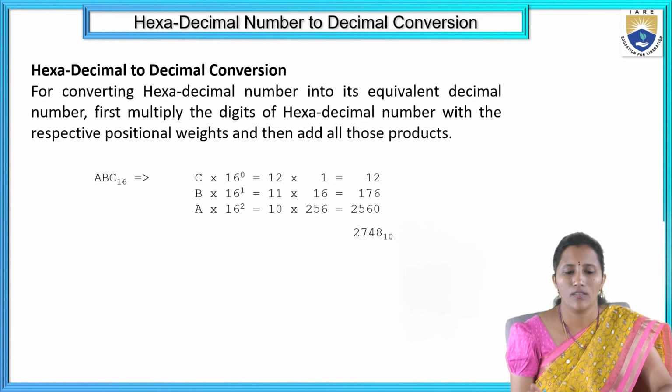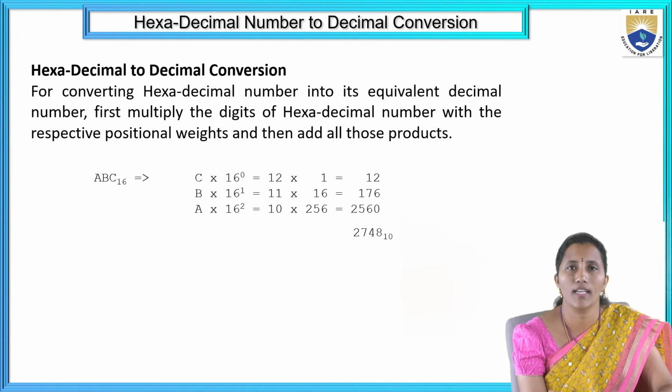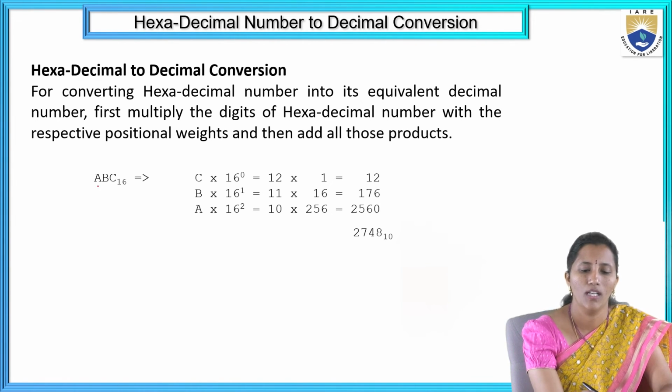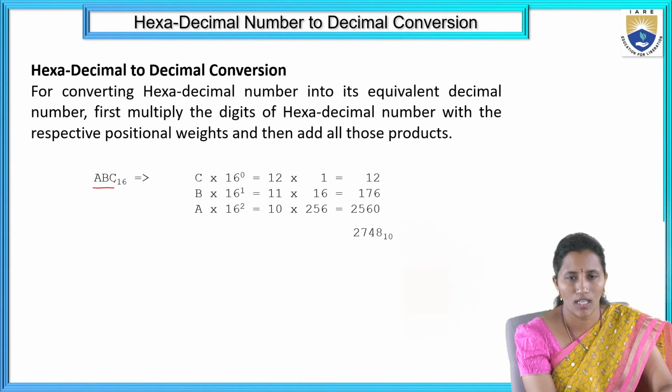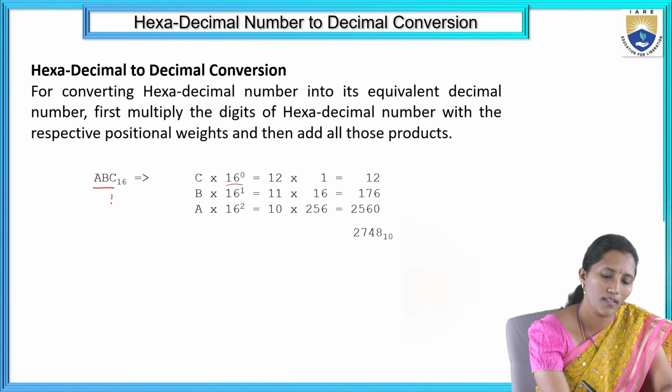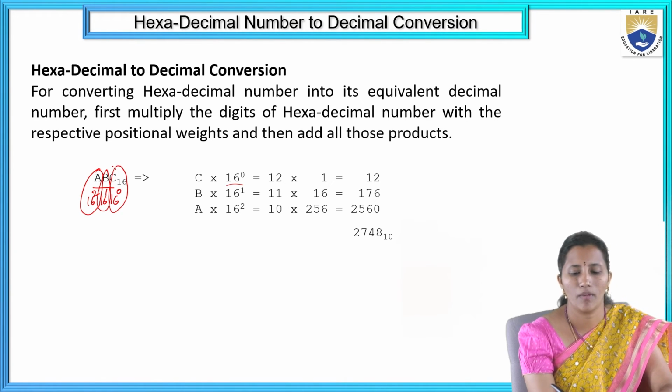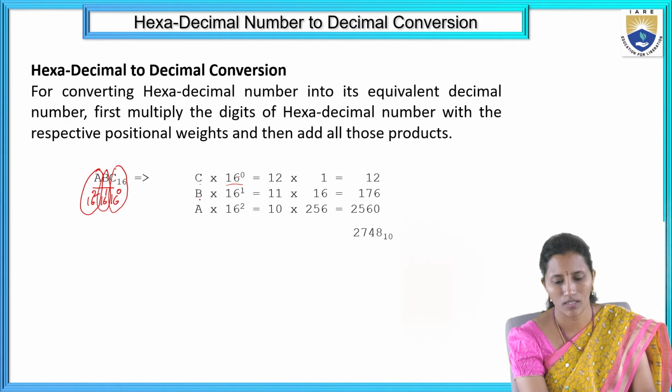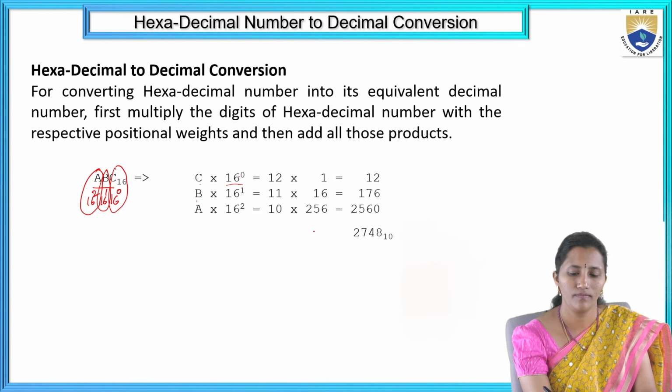Okay. So hexadecimal to decimal conversion. In hexadecimal to decimal conversion, each digit in the hexadecimal number will be multiplied by its weight. So here, for ABC in hexadecimal, the weight of the first is 16 power 0, this is 16 power 1, 16 power 2. So C into 16 power 0 plus B into 16 power 1 plus A into 16 power 2.